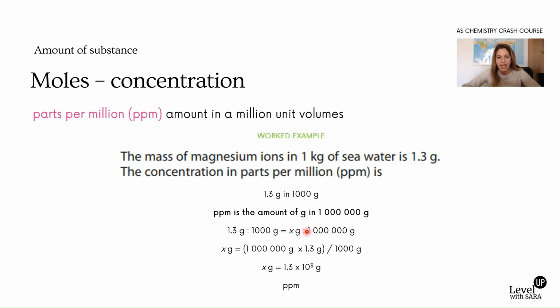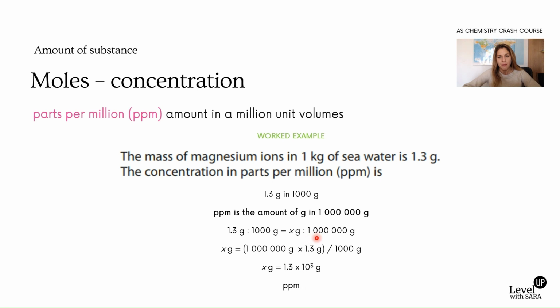So this is a proportion, and it's set up just like asking a question: if there are 1.3 grams in 1,000 grams, how many grams are there in 1 million? So the rearrangement is multiplying the numbers at the edges, so 1 million times 1.3, and then we divide it by 1,000, which is the value next to the equal sign. And this is 1.3 times 10 to the 3 grams, and that is parts per million. So it's 1.3 times 10 to the 3 parts per million.